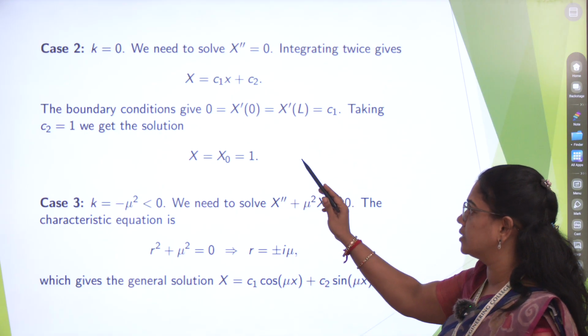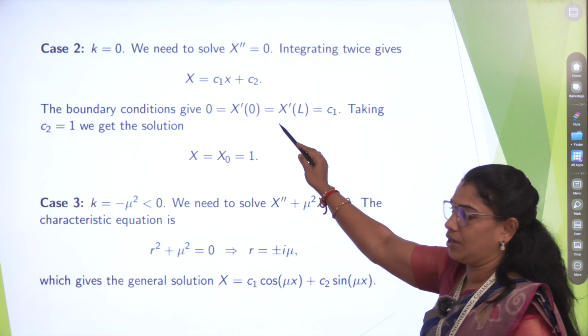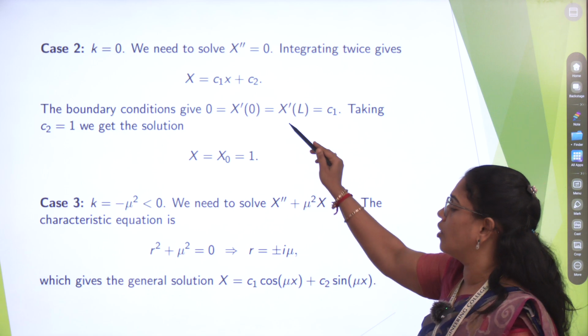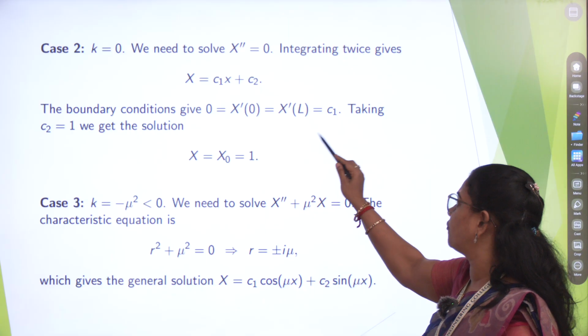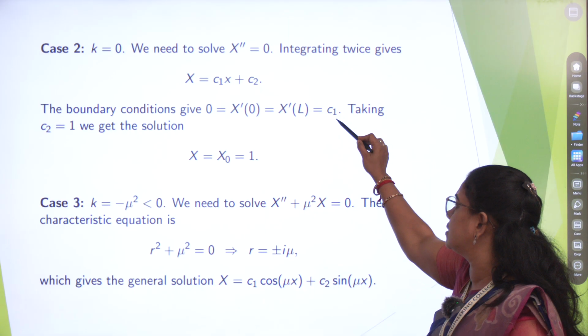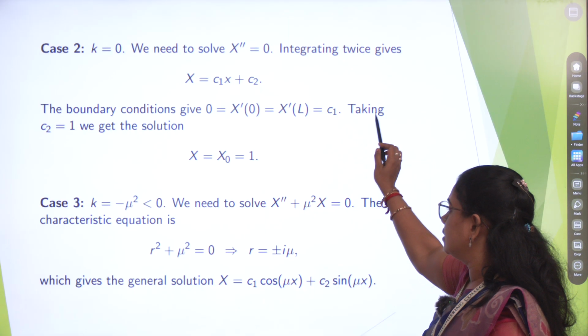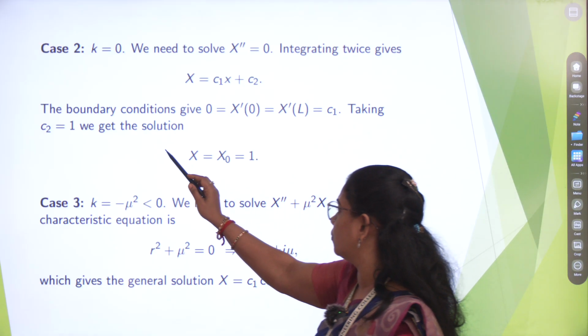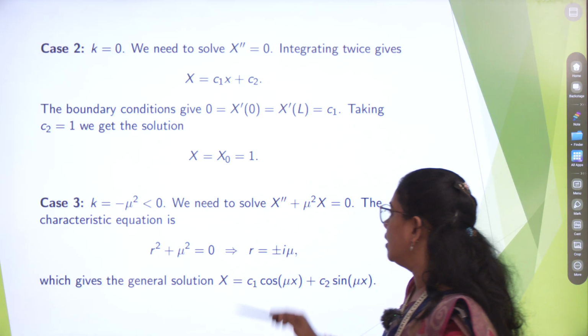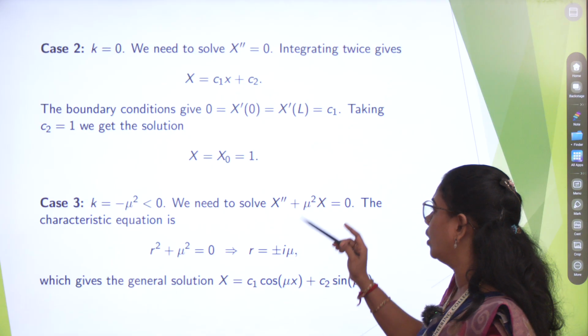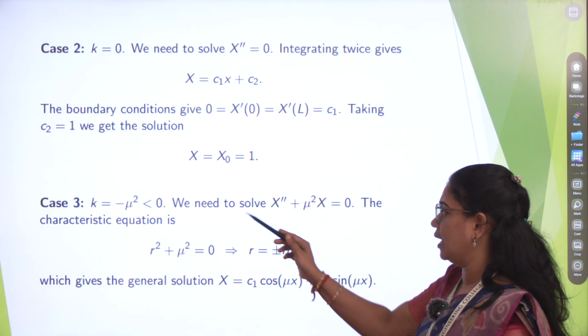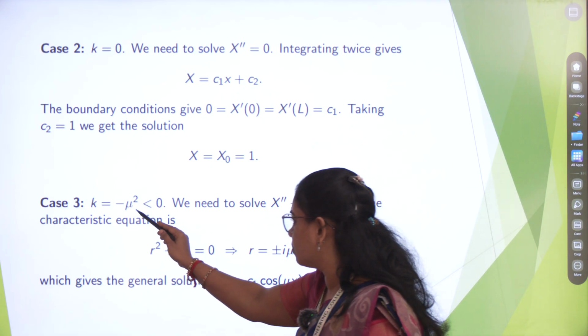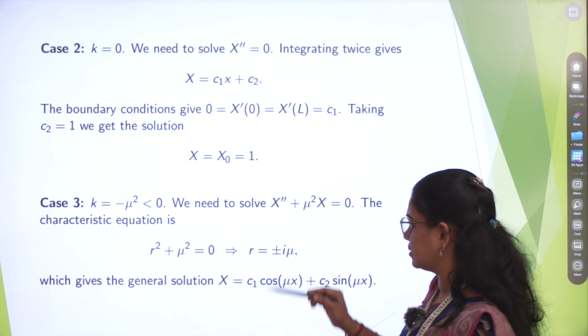The boundary conditions give 0 equals X'(0) and X'(L) equals c1, so c1 is 0. Taking c2 equal to 1, we get the solution X equals 1, which is nonzero. Next, Case 3: k equals minus mu squared less than 0.